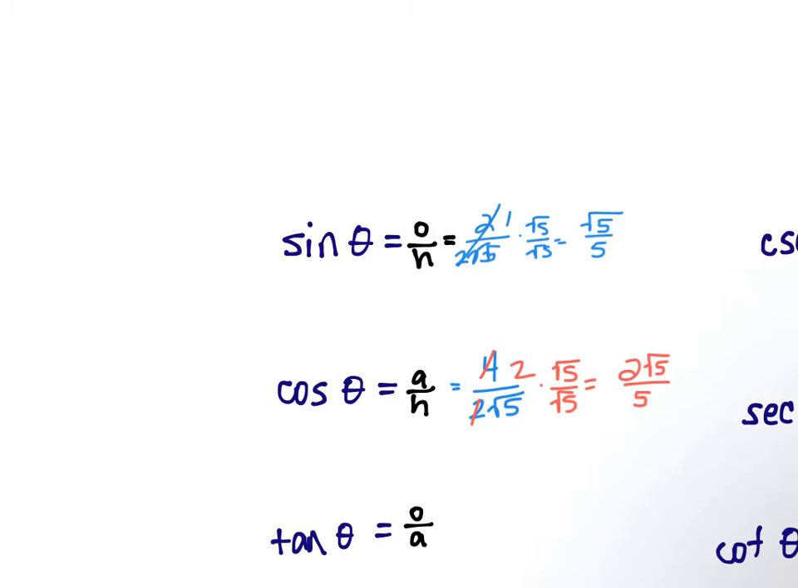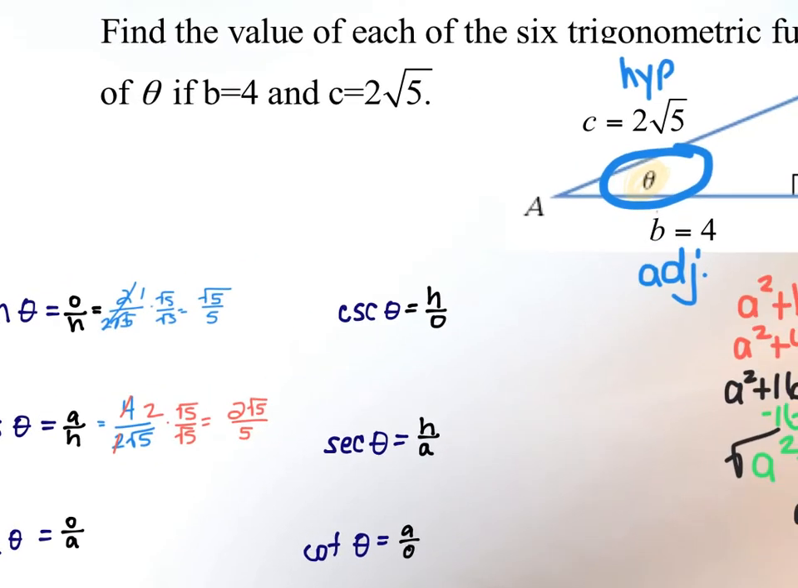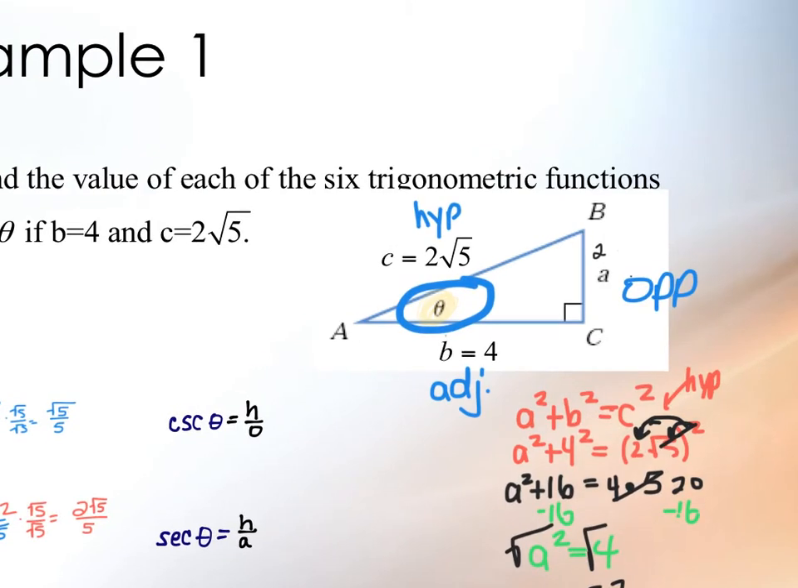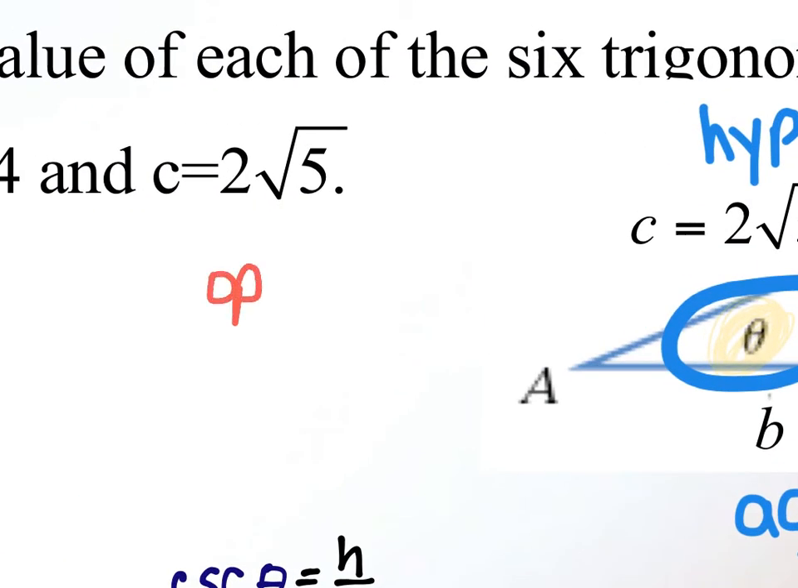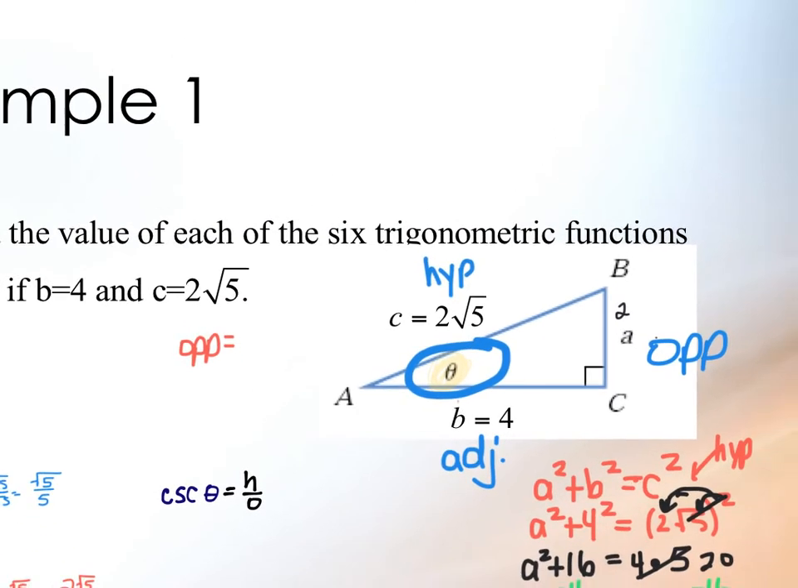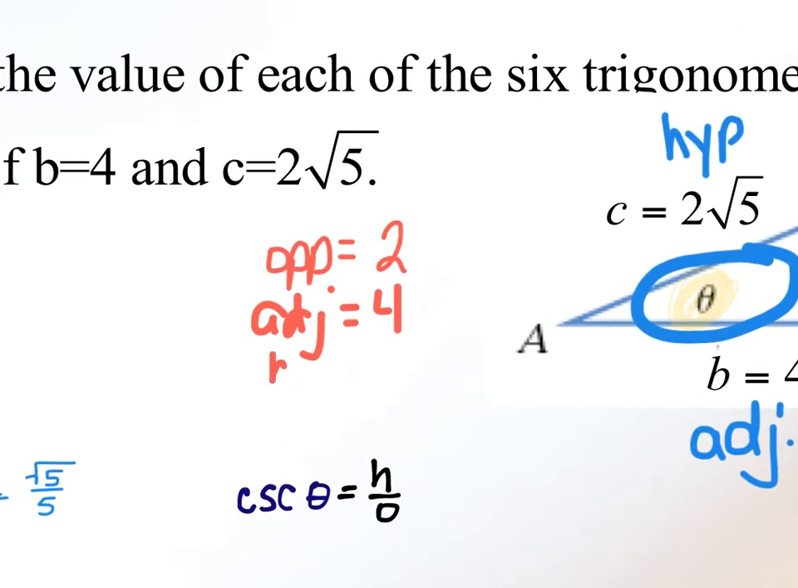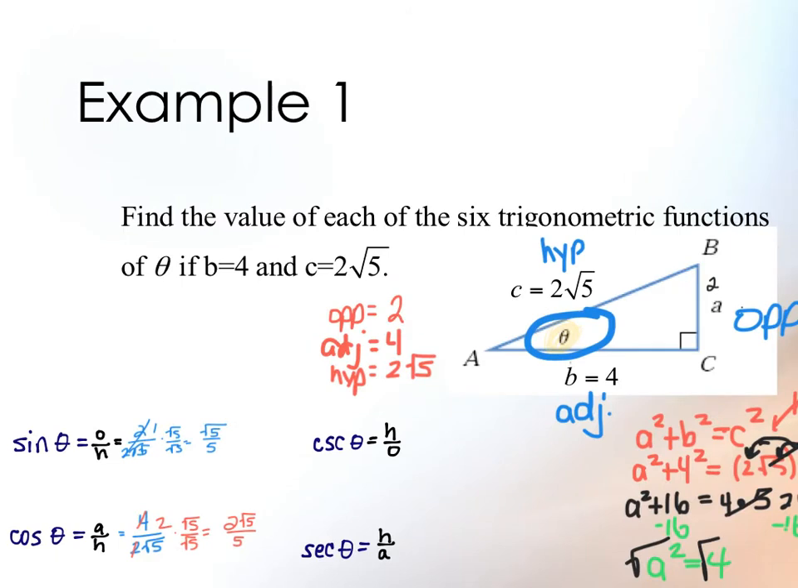Opposite over adjacent. Well, look at our theta. That's why at the beginning, the smartest thing you can do is to say what the opposite is, what the adjacent is, what the hypotenuse is. It might even be easier if you write opposite is 2, adjacent is 4, and our hypotenuse is 2 root 5. Maybe that'll be easy. You don't even have to look at the triangle anymore. It's just easier to say, oh, okay, this over this.